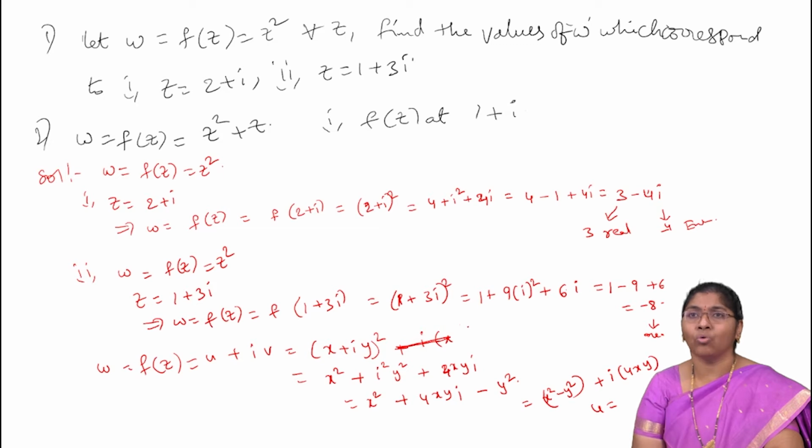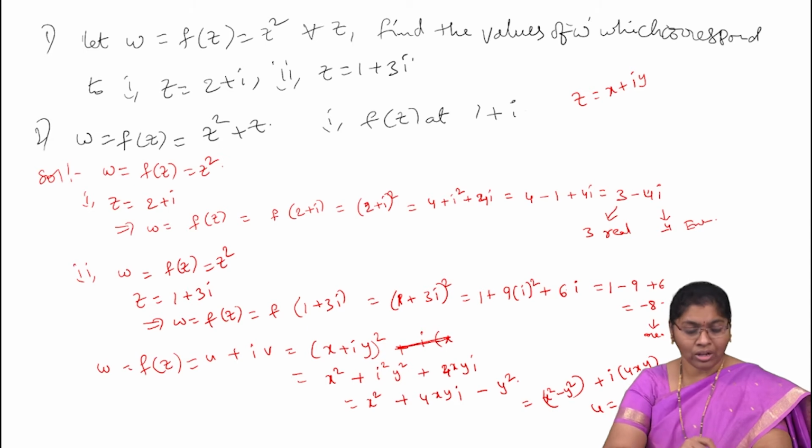Here I am substituting f of z value directly, that is x plus iy. Z we already know, z is always x plus iy. Now the given function is f of z equal to z square, so I am substituting z square equal to x plus iy whole square. What is u here? It is x square minus y square. What is v here? 2xy. That's all.